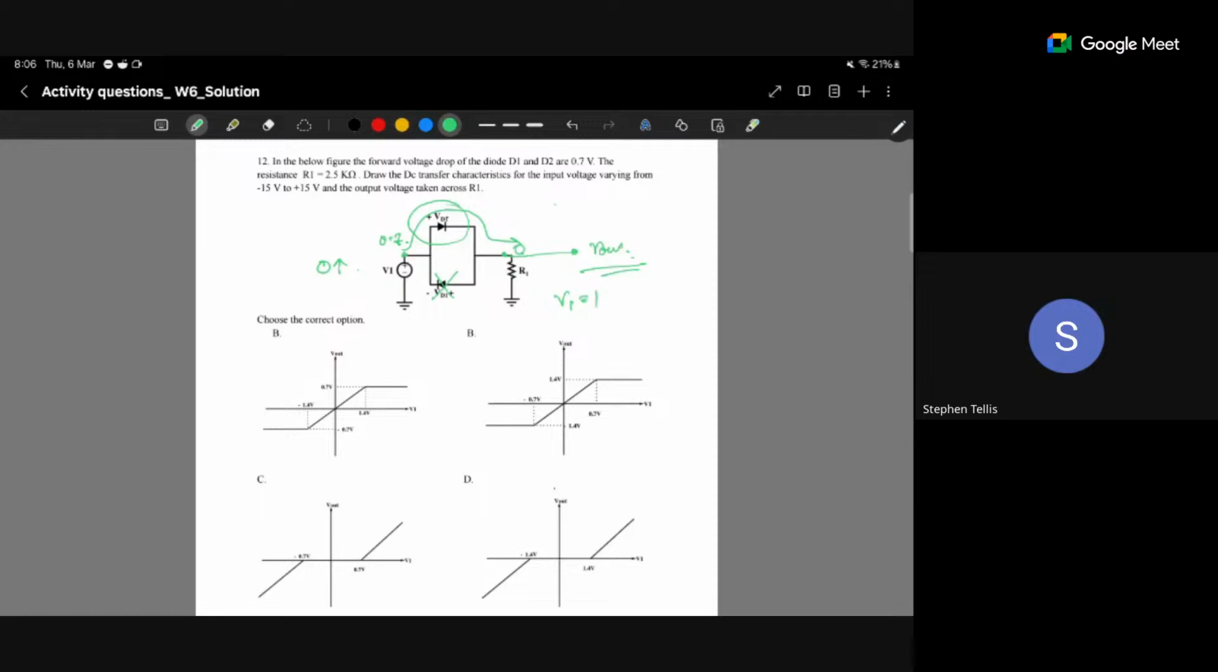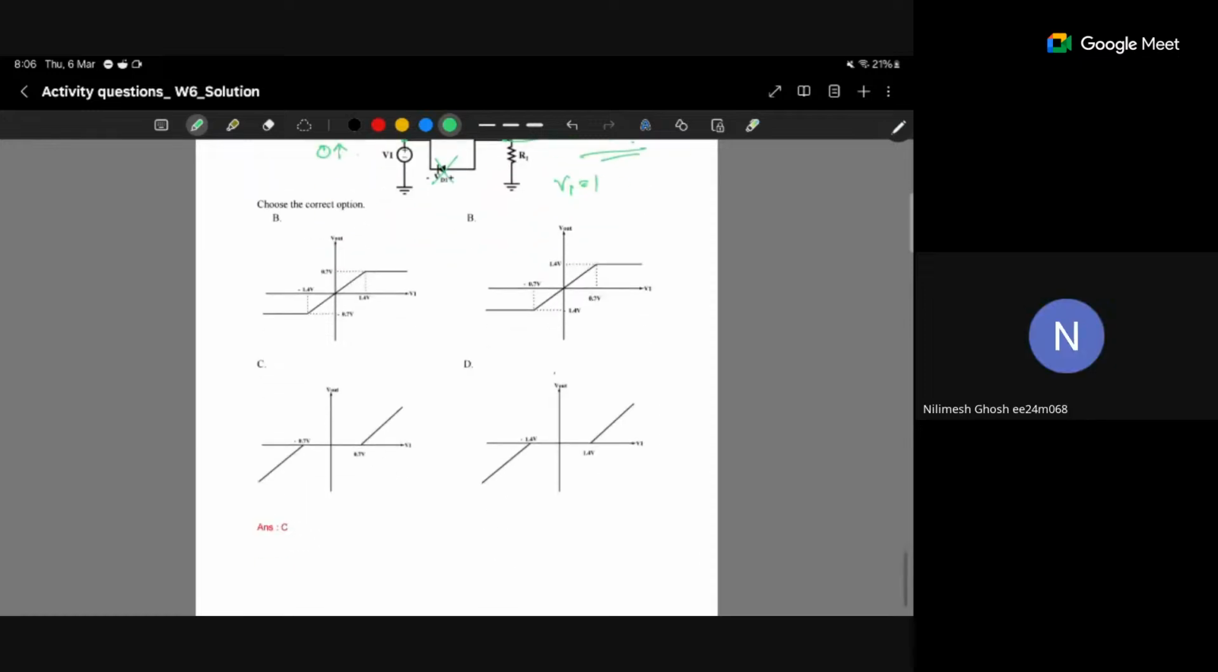And after crossing 0.7 volt, what will be the relation between V out and V in? Linear. Yes, it is a linear expression, but I'm saying exact. What is the expression in terms of V out and V in? V in minus 0.7. Yes. So option C will be there.